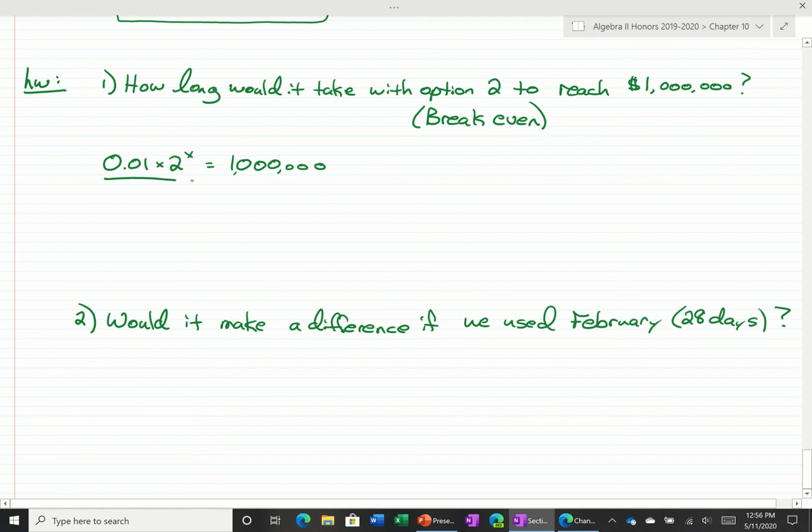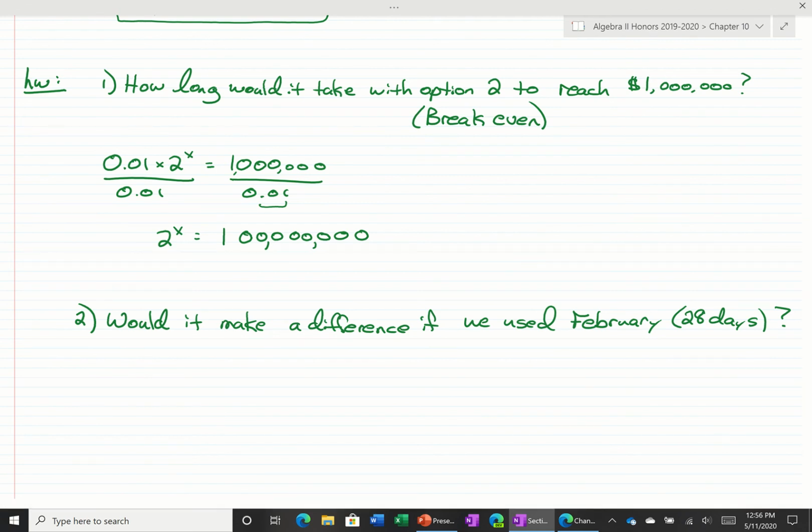Okay, well, we could divide both sides by 0.01. And we'd get 2 to the x is equal to 100 million. Since this is a hundredth, we're going to be multiplying by 100, or adding 2 more zeros. That's what we would get. Now, to solve for x, we're going to have to use logs.